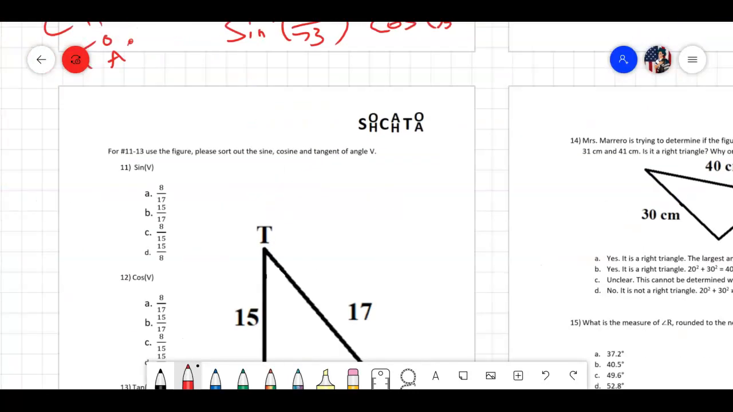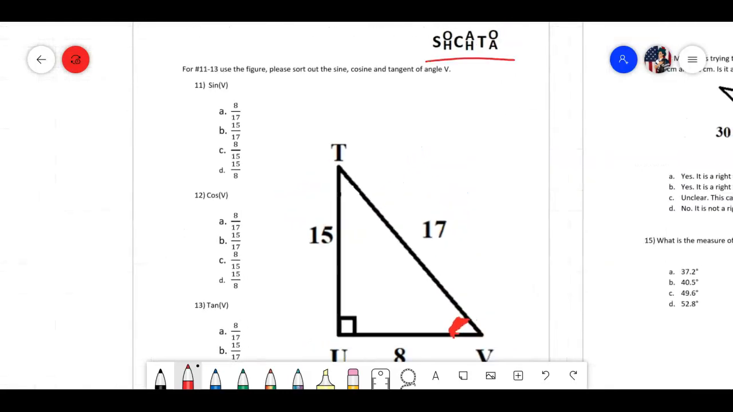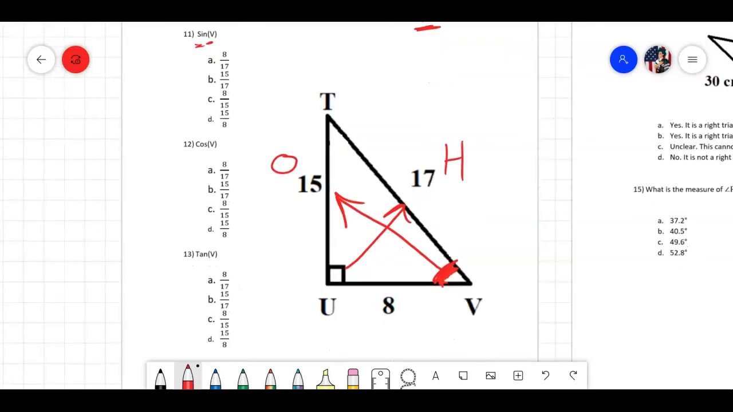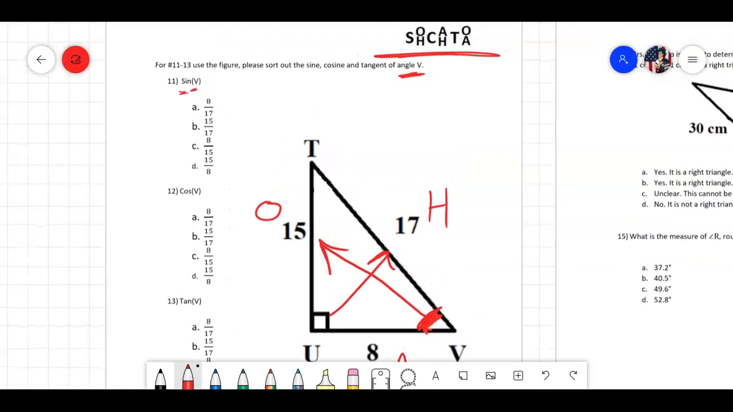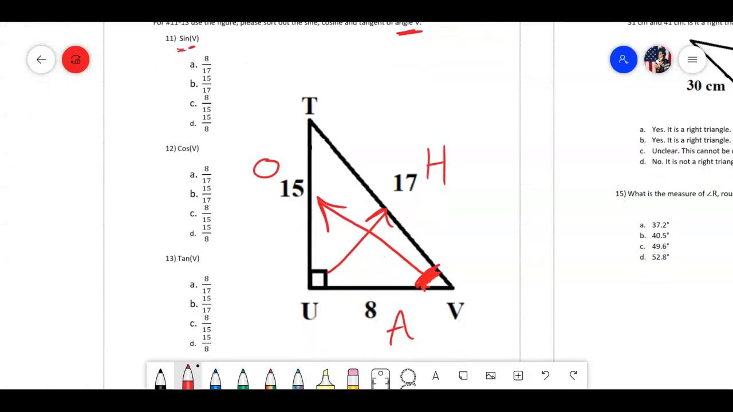All right, 5 more. These next 3 are pretty, hopefully not too bad. Remember, SOHCAHTOA is up here. We want to find, using this big picture, using angle V, the sine of V. So starting at V, let's label the opposite across from 90, the hypotenuse, and the adjacent. Right? Now, sine we know is O over H. So what's O over H going to be? O over H is 15 over 17. So my answer is B.